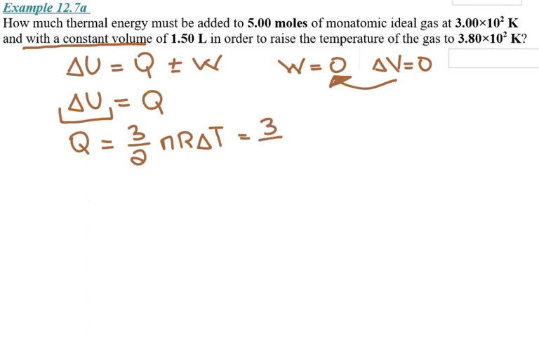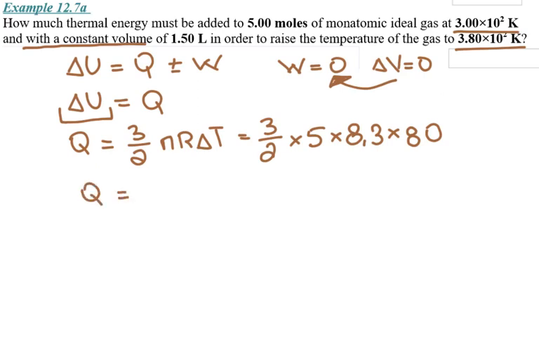So it's 3/2, n is 5, R is 8.3, the ideal gas constant, and the temperature changes by 80 Kelvin. So the heat that had to be added into the system is equal to 4980 joules.